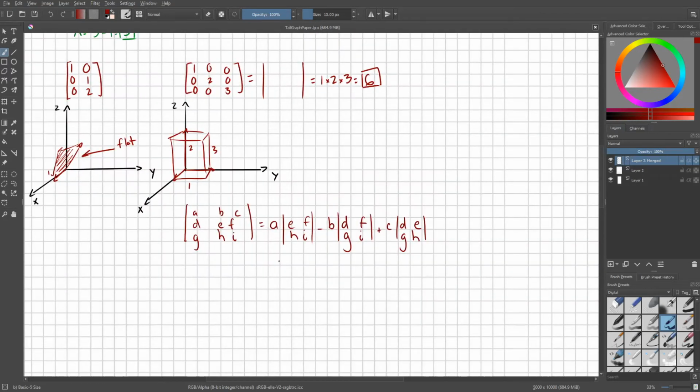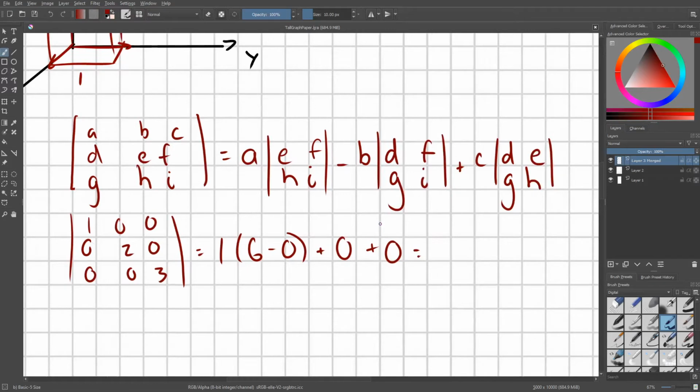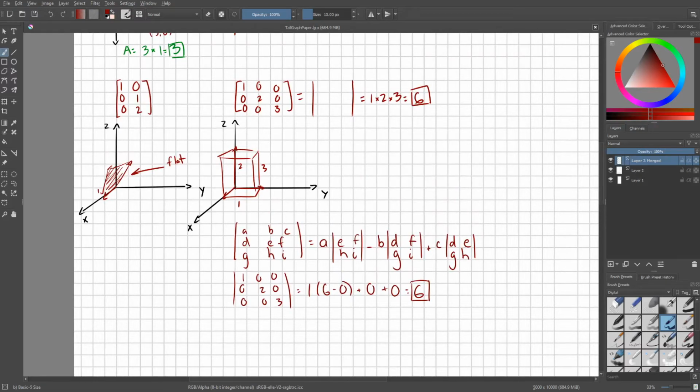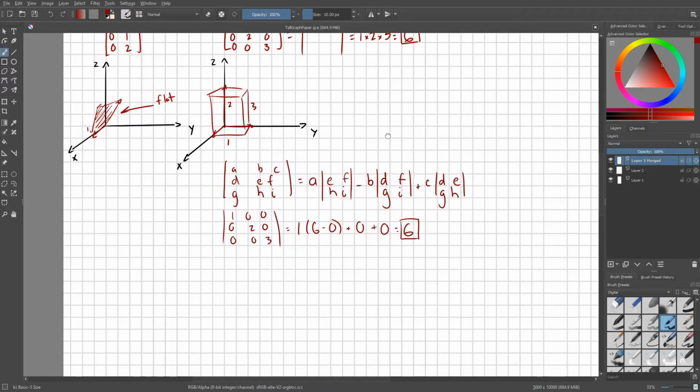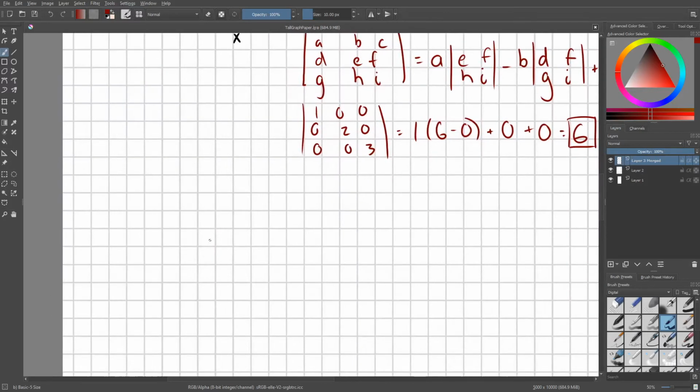Okay, so now for this matrix, specifically, that would be 1, 0, 0, 0, 2, 0, 0, 0, 3, which would basically be 1 times 6 minus 0 plus 0 times each of whatever the other determinants are. And so you end up getting 6. Right? And so we see that this 3 by 3 determinant is in fact equal to just computing the volume that's spanned out by these 3 vectors. Okay? So now that we understand how to compute a 3 by 3 determinant, let's write out a cross product.